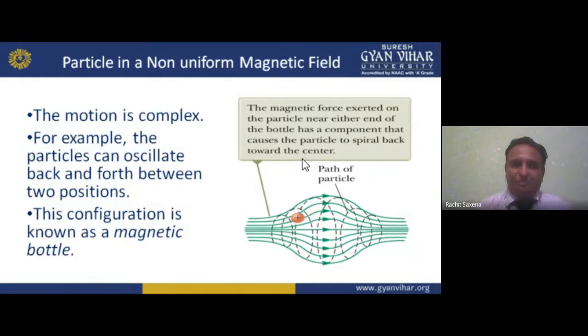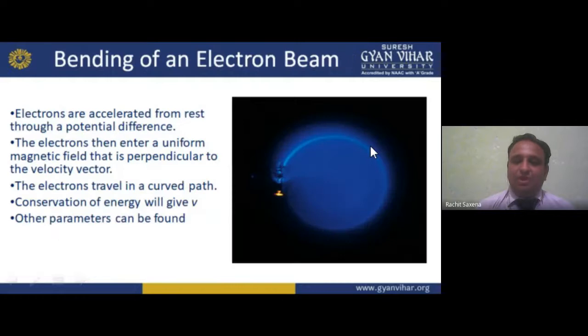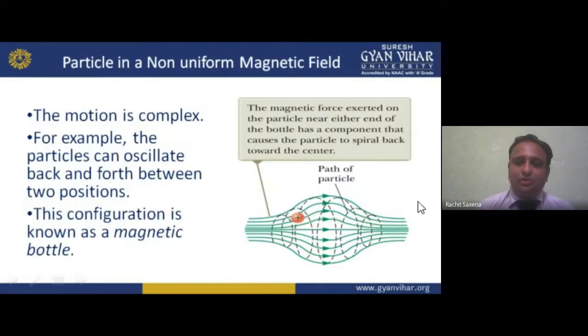This oscillation of the particle, this configuration, is known as a magnetic bottle. Previously we found a helical path, where the charge moves in a helical path. Now, my dear students, here it is the magnetic bottle structure. The particle moves with oscillation, small, then large, then small, back and forth between two positions.